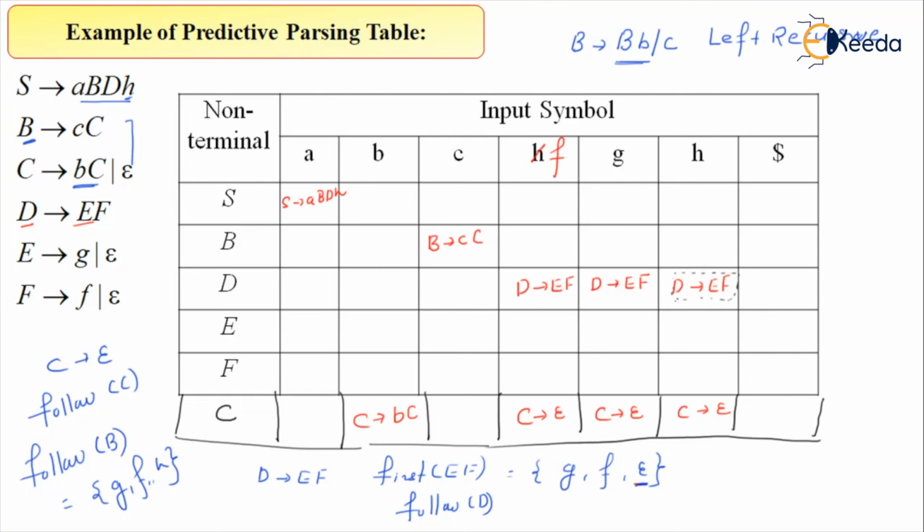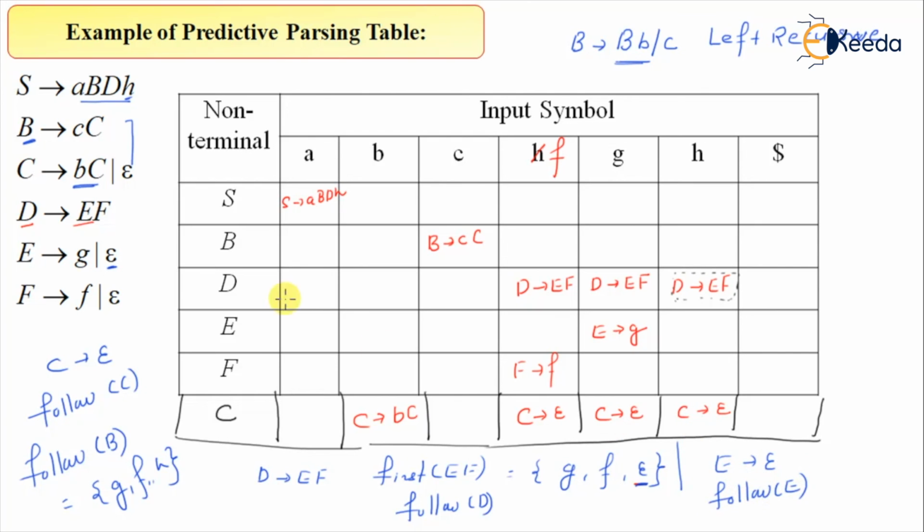Now we have E derives G. So E derives G will go directly to the G column, and F derives F will definitely go to the F column. Next is E derives epsilon. So E derives epsilon will go where? What does the rule say? That E derives epsilon will go to follow of capital E.